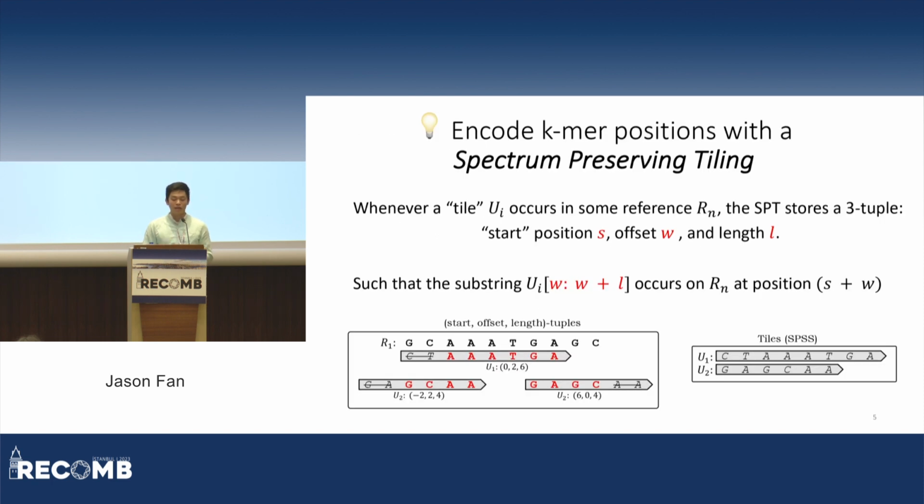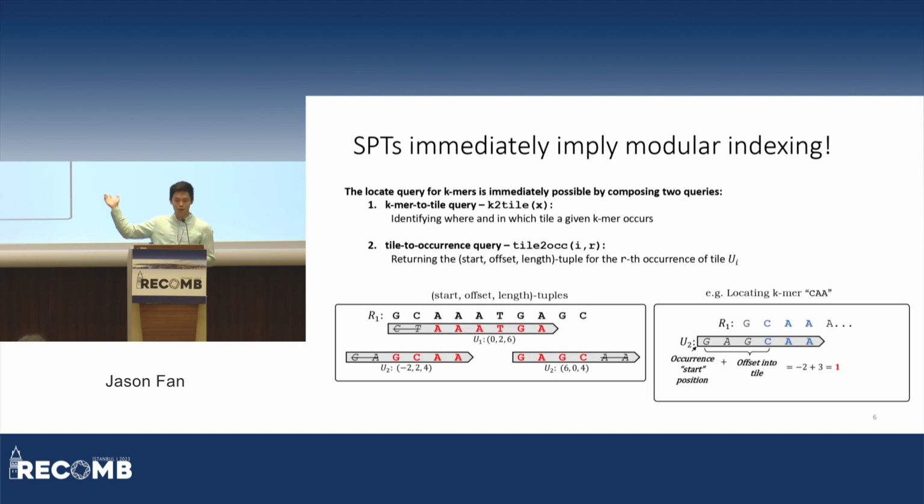To connect the dots a little bit, in our paper, we present this idea called spectrum-preserving tiling. We call strings in an SPSS tiles, and whenever a tile occurs in some reference, our abstraction, the SPT, stores a 3-tuple: a start position, an offset, and a length. Concretely, whenever a tile U_i occurs, the substring starting at offset W with length L occurs on a reference at position S plus W. This might seem like mumbo-jumbo to you, but I'll show you a picture.